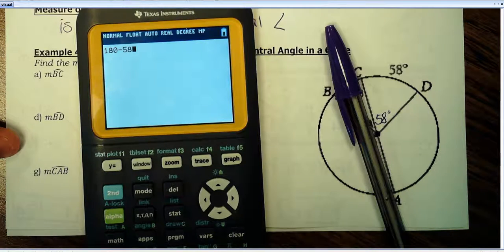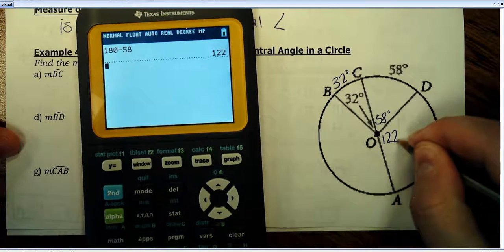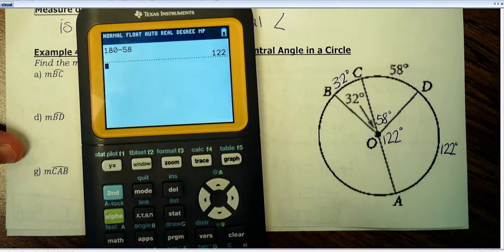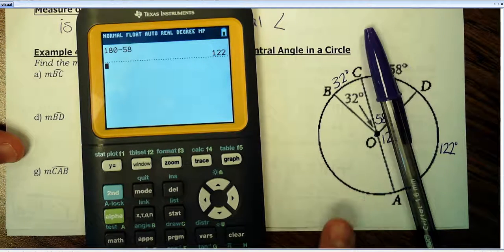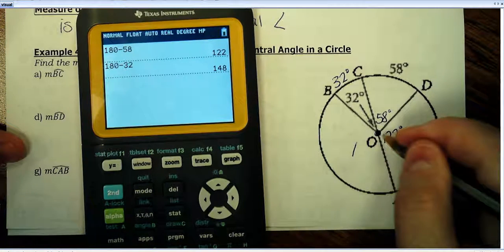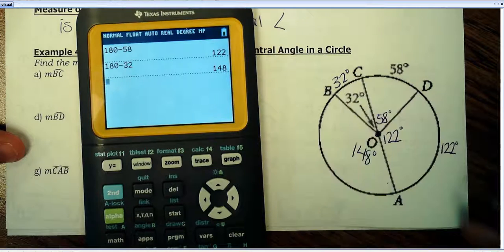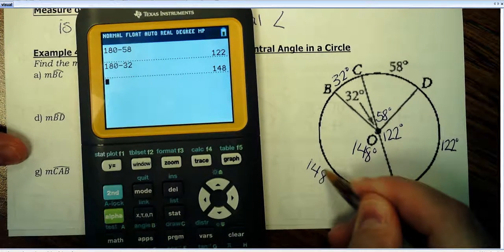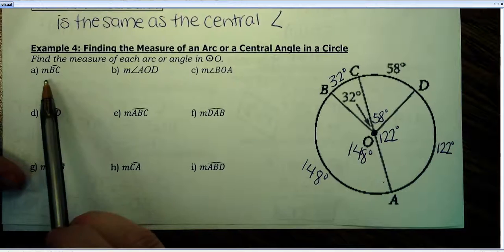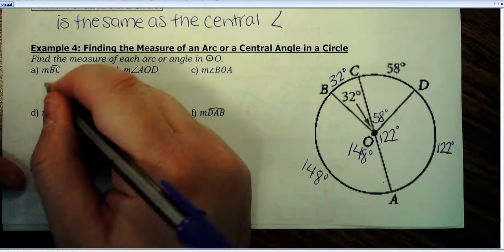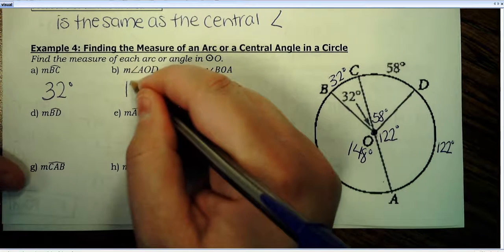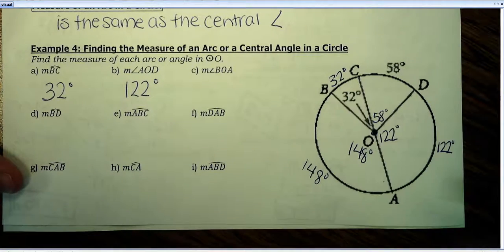So if I subtract 58 from that, this angle is 122 degrees. And this arc, D to A, would also be the same. And same argument, but I'm going to come on this side of the diameter there. If I do 180 minus 32, this BOA is 148 degrees, that angle, and the arc from B to A would match that central angle. So just going to go from there and see what we can fill in. Arc BC, we got that labeled already, 32 degrees. AOD, that central angle, we've got that labeled at 122. BOA, that's the 148.